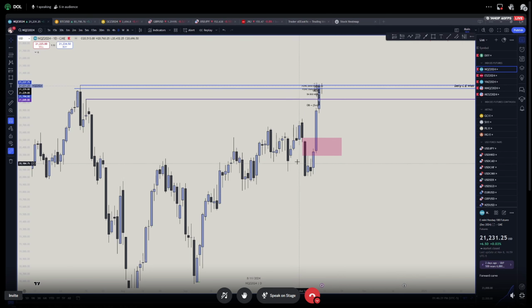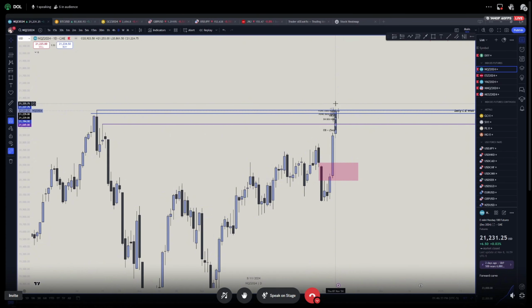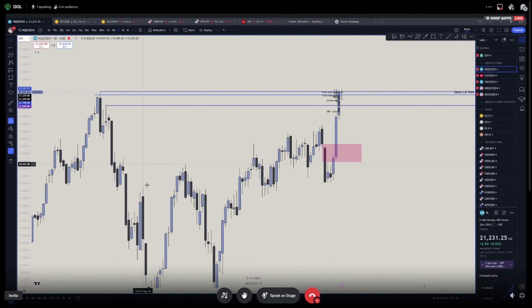So you would want to see after we come down, shift structure, price come into this inefficiency right here and see if we're going to offer that fair value here. You see we were unable to offer that fair value, so this gives your next day a very nice bullish bias here. Just look at this daily chart and get an idea of what's happening here.